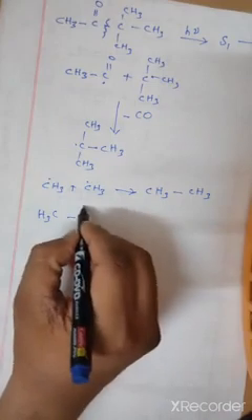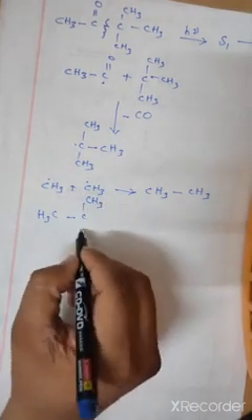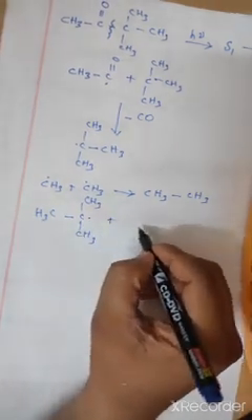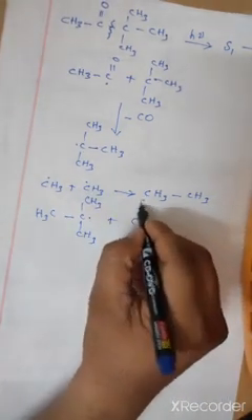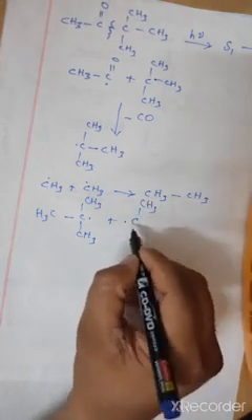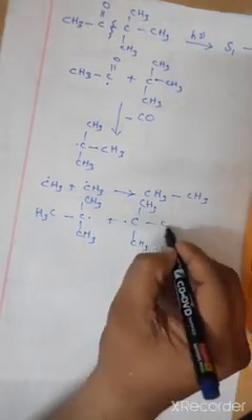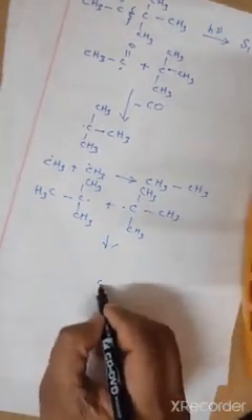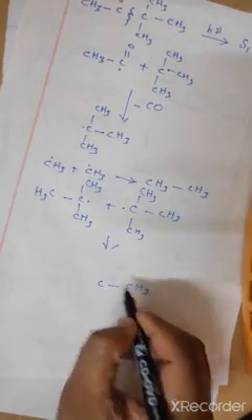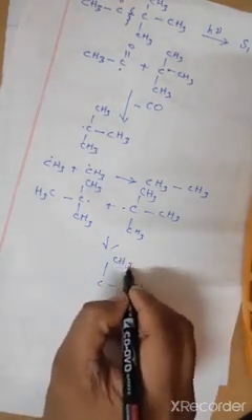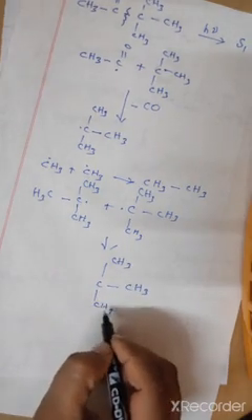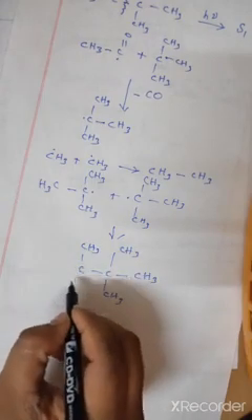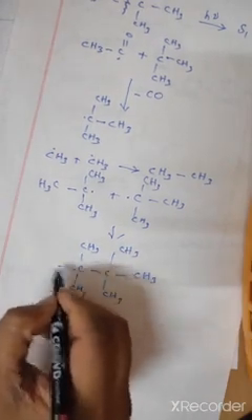CH3 radical plus the other one is CH3. If they recombine, as a result of this, CH3 CH3 CH3, this product is also formed.